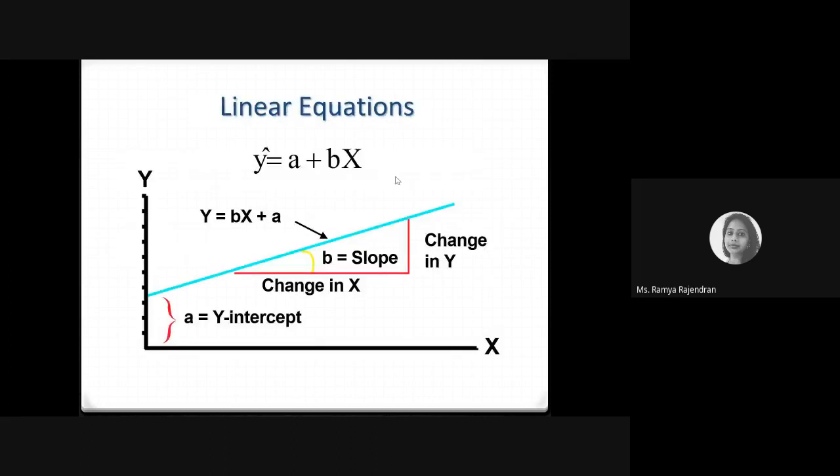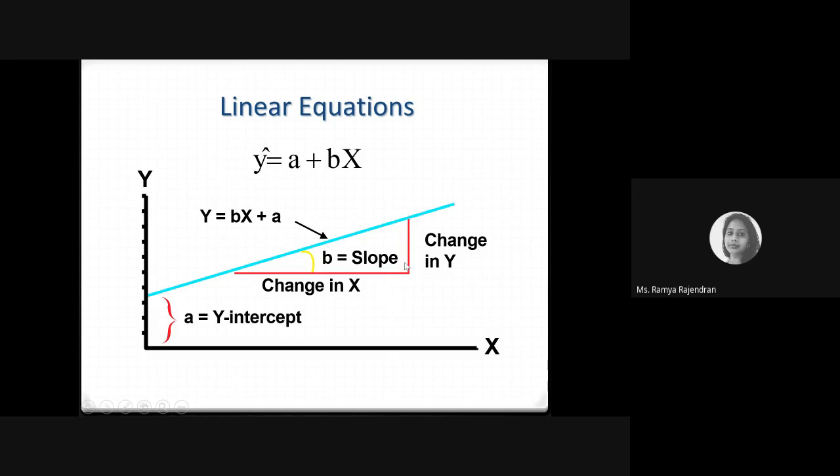Before that you have to understand the linear equation. The linear equation for regression is y equal to a plus bx. Here x is your dependent variable, y is your independent variable, and a is your intercept, the y-intercept. So we have this linear regression y equal to a plus bx. The y-intercept is a, and b is your slope.